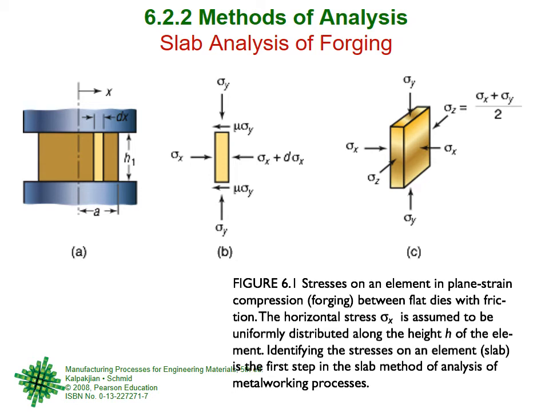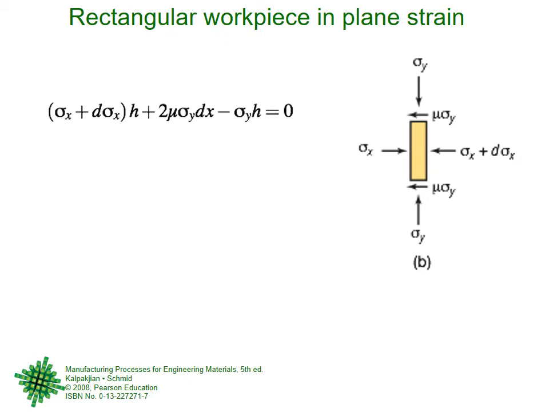This was the schematic diagram of the slab method of analysis, and we were showing you that if you do balancing of forces in the x direction, I have separated out the small slab here so that you can see sigma x plus d sigma x, mu sigma y there, sigma y here, right? When this sigma y acts on this normal face, it is acting on dx. When the sigma y acts on this surface, it is acting on h, right?